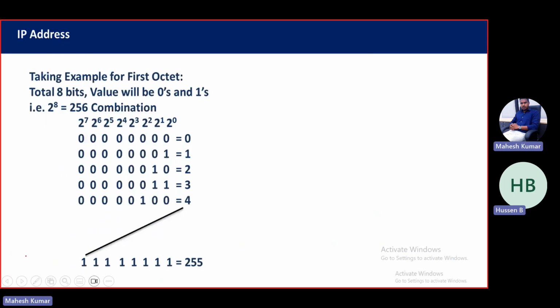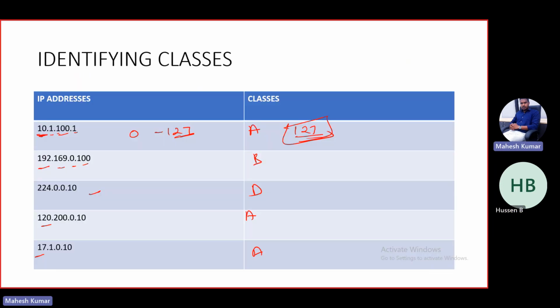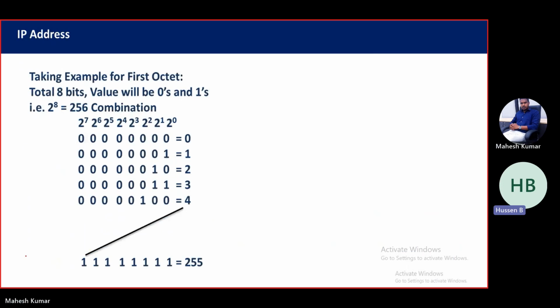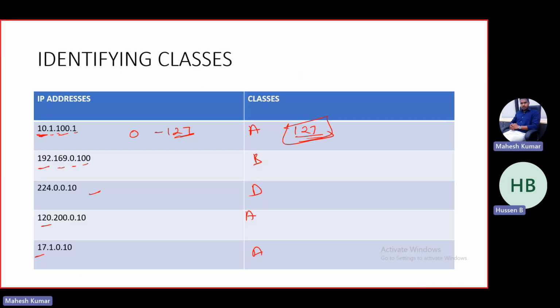We are not assigning it to any machine. 127, that is the loopback, the local loopback.